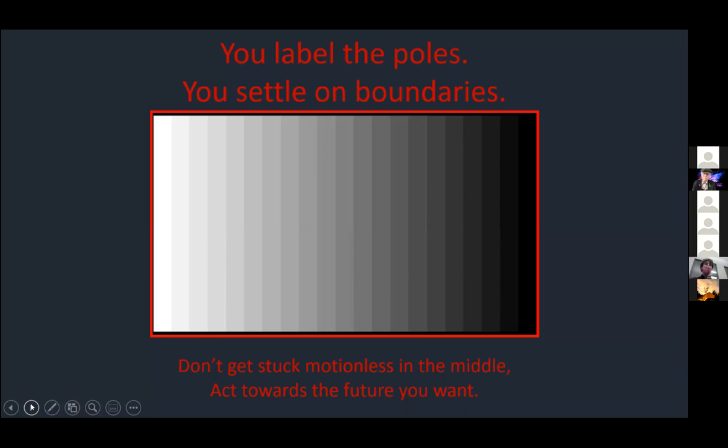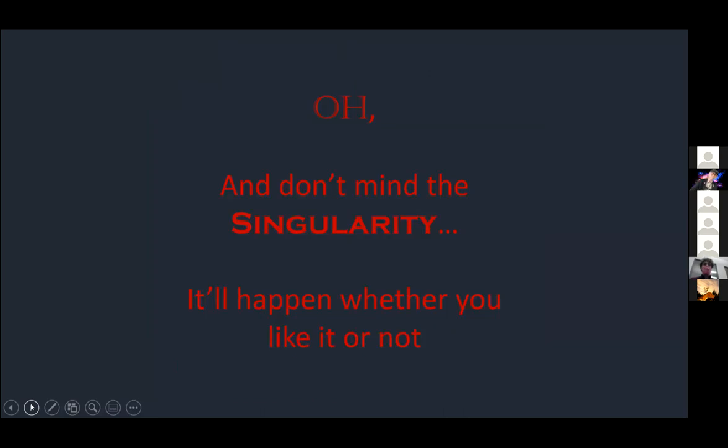You have to pick whatever area of it you want and act towards the future that you want to build. It's not enough to simply discuss and think about it, because you can end up lost in the middle and going nowhere. So if you want a more human future, then settle on what that means. And it will change over time, but you at least have to be certain about it, and you have to act towards it and move towards it. Oh, and don't mind the singularity. It'll happen whether you like it or not.